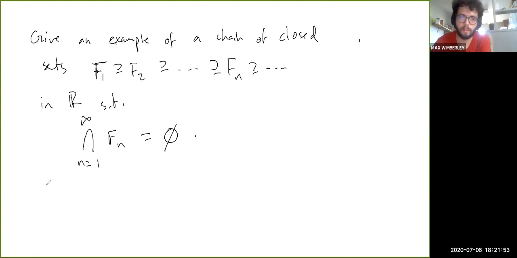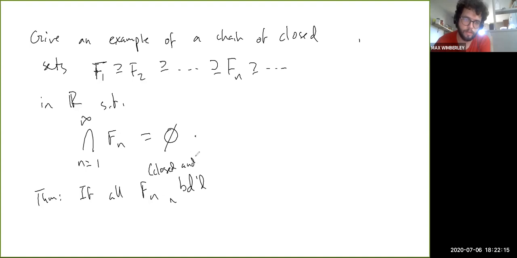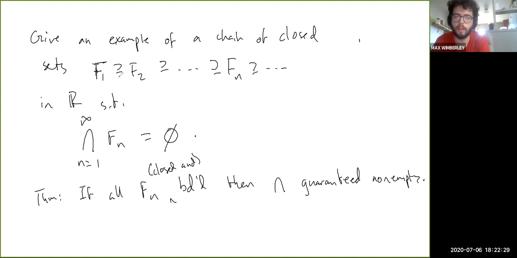What you should remember is, okay, what do we know about things like this? We have a theorem that says if all the Fn are bounded, and obviously since we're assuming they're closed, then if we make all of them closed and bounded, then the intersection is guaranteed non-empty. So that's bad. They have to be unbounded, basically. In fact, I think that means that literally every single one of them has to be unbounded. So how do we use unbounded sets to do this?